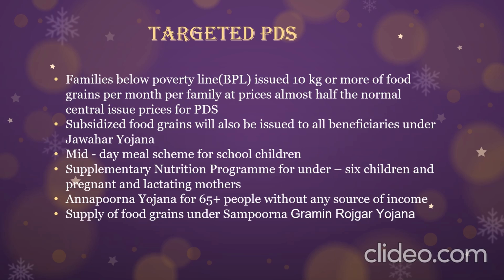The subsidized food grains will also be issued to all beneficiaries under the Jawahar Yojana scheme. This targeted PDS also includes the midday meal scheme for school children, the supplementary nutrition program for the age group under 6 and pregnant and lactating mothers, Annapurna Yojana for the age group of 65 plus without any source of income, and the supply of food grains under Sampurna Gramin Rojgar Yojana.